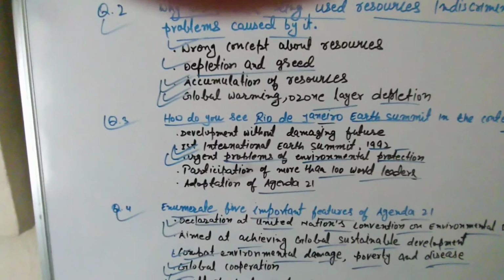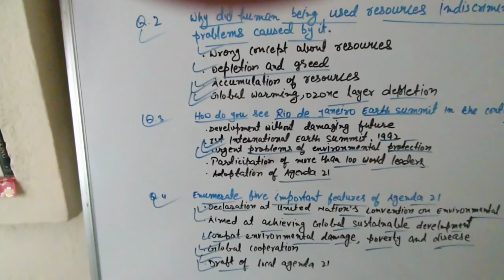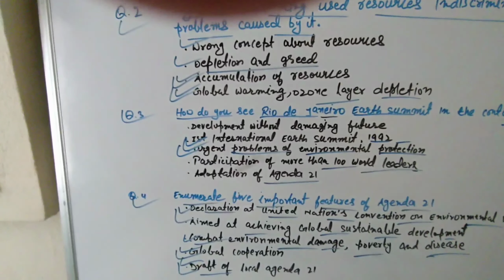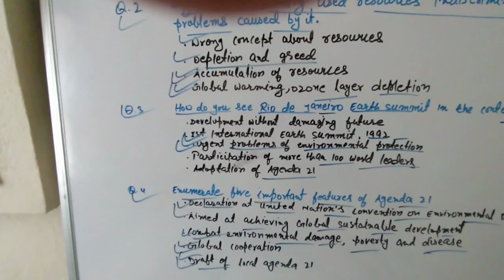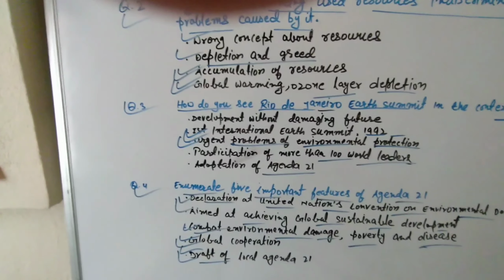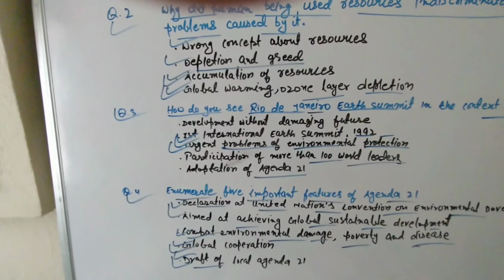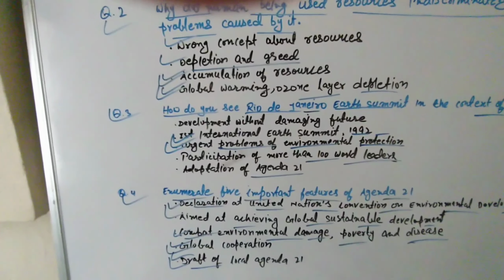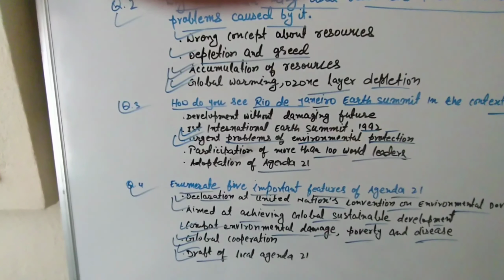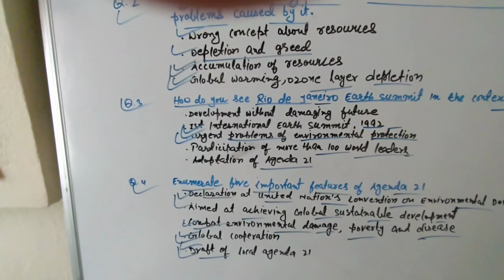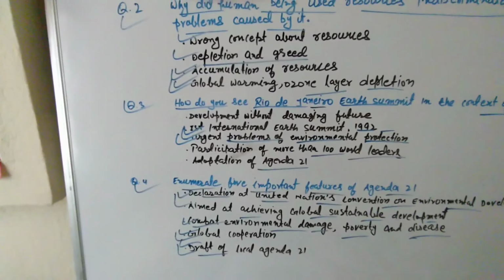So Agenda 21 was adopted in the first International Earth Summit in 1992, and it was signed by more than 100 world leaders at the United Nations Convention on Environmental Development. It aimed at achieving global sustainable development, and also aimed to combat environmental damage, poverty and disease through global cooperation. And it was also decided that every country would draft its own local Agenda 21 that would be achieved in the 21st century. So this is all about question number 4.